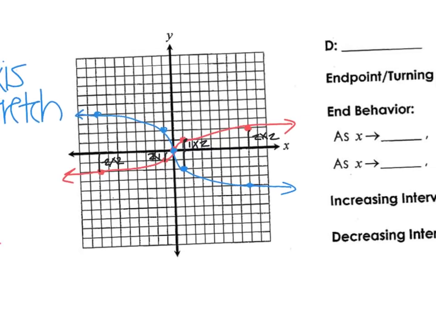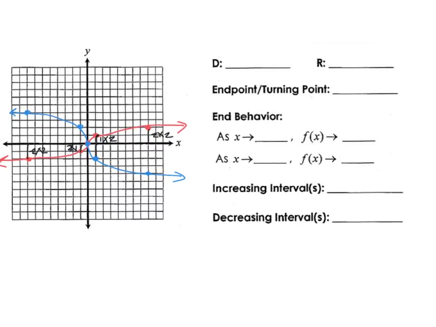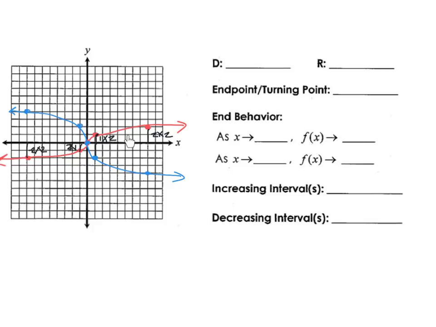Now we want to identify all the key characteristics of this graph. Looking at the domain, it goes from left to right forever, so our domain is still negative infinity to positive infinity. And our range goes up and down forever. It's going to go up this way and down forever this way. So our range is still negative infinity to positive infinity. Our turning point is still at 0, 0. That did not change with our transformations.